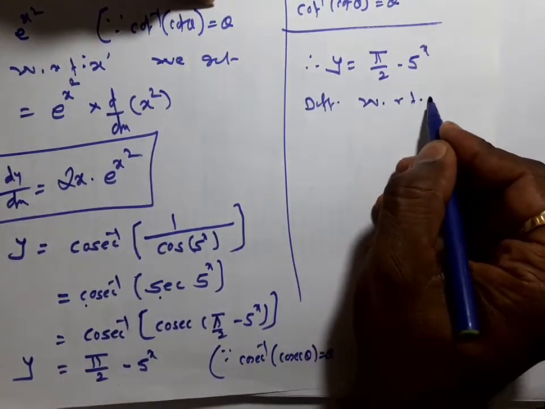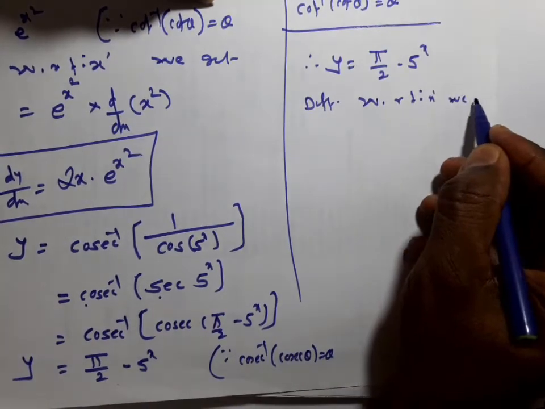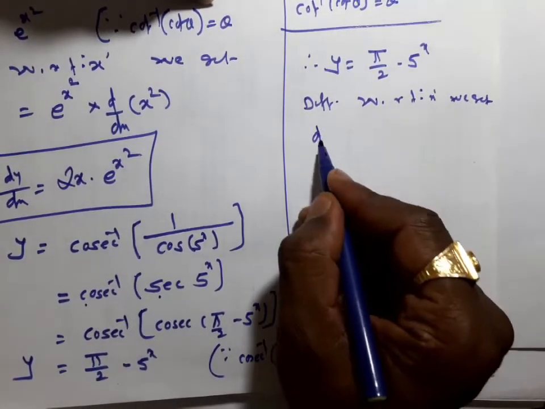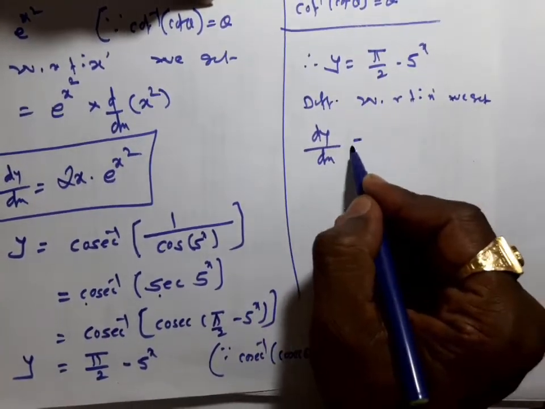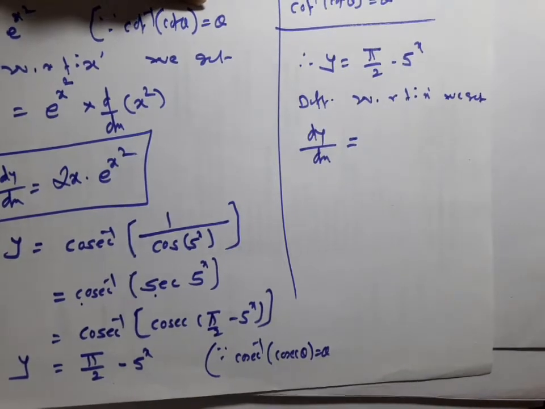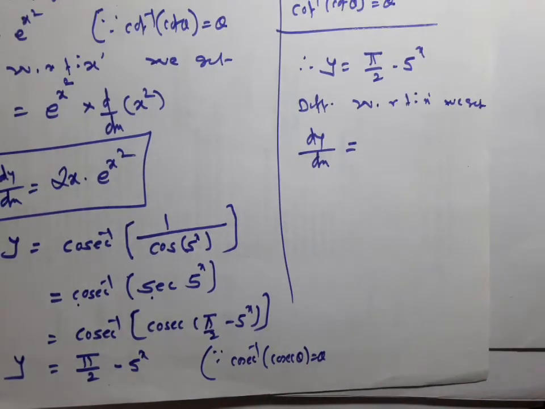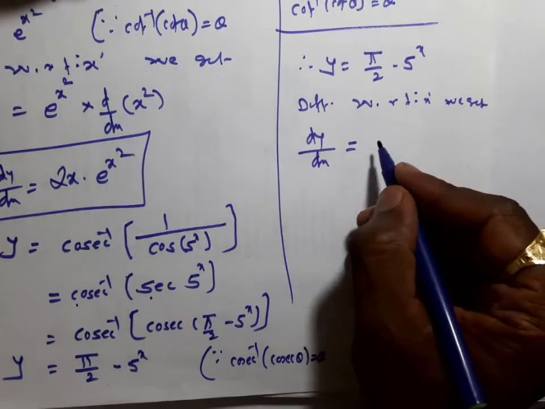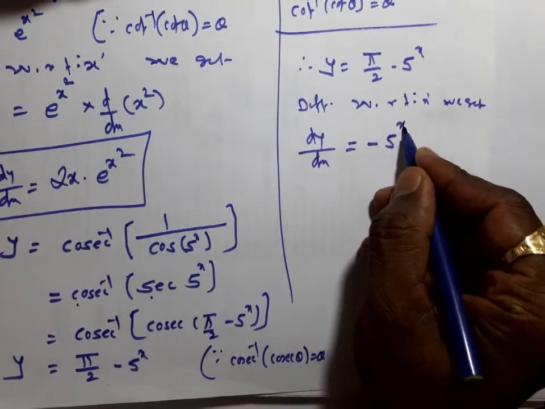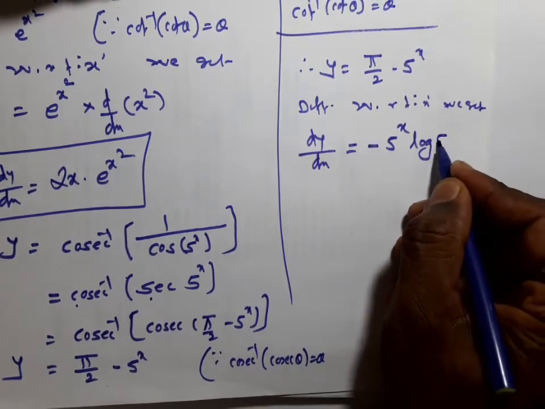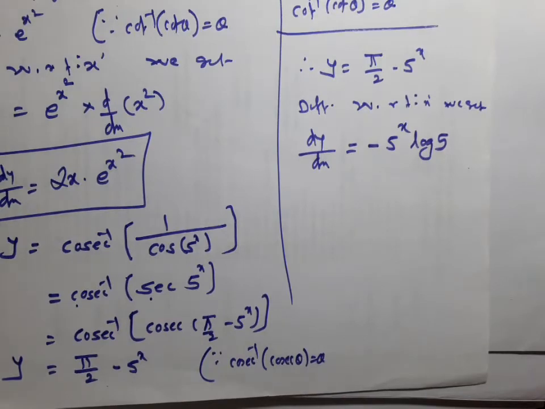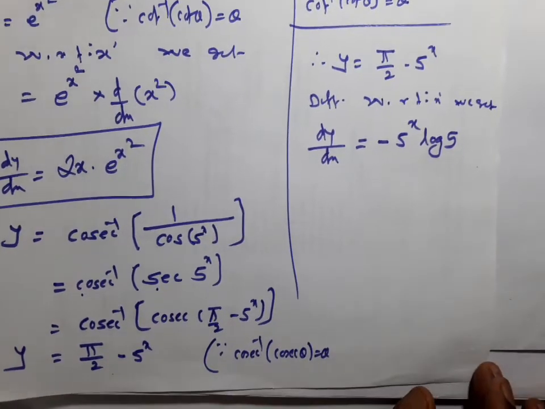Differentiate with respect to x, we get dy by dx. Pi by 2 is a constant, its derivative is 0, minus pi raised to x log pi is the derivative of pi raised to x. Next, example number 5.